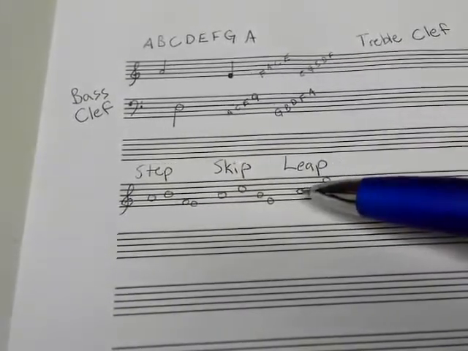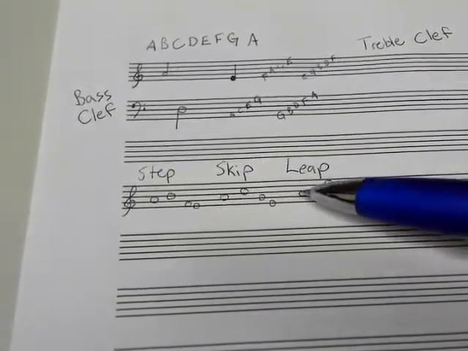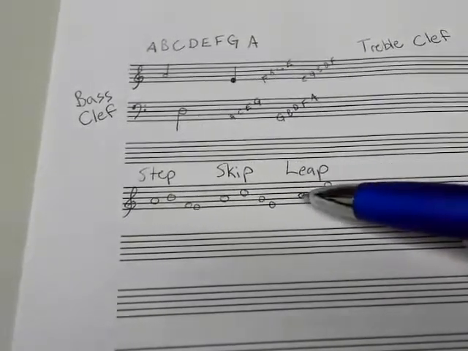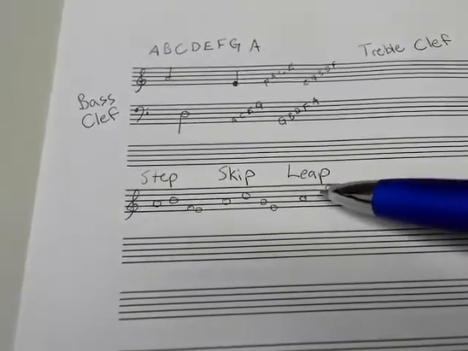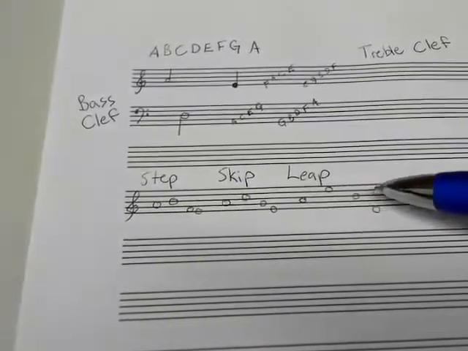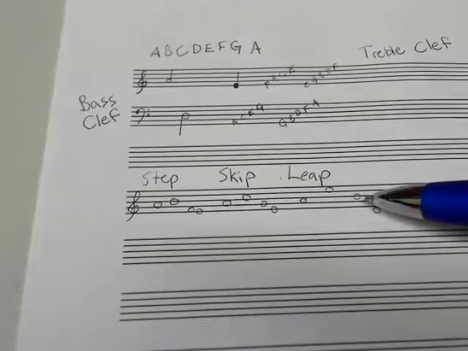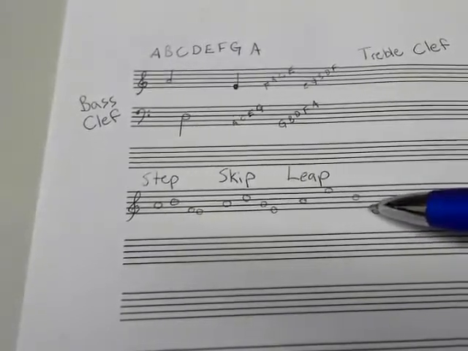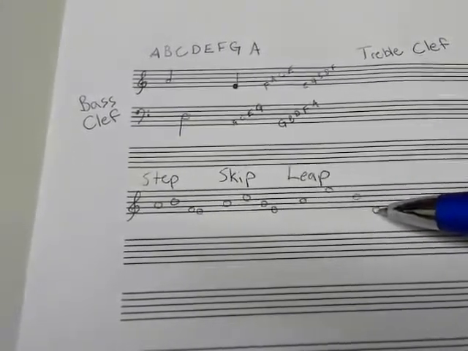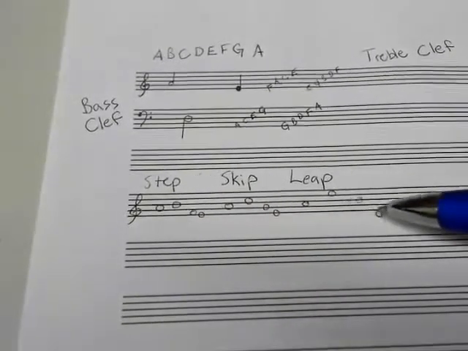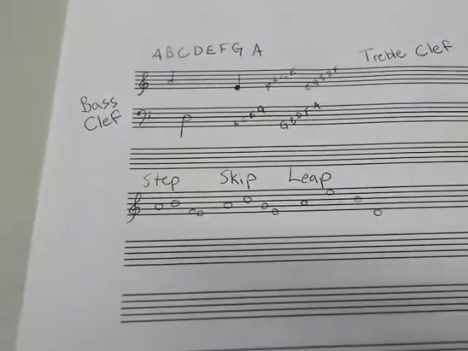If I were to count how many notes were included in this, if I started here, I'd go A, B, C, D, E. That's 5. But if I start here, B, A, G, F, E, D, that's 6. So these are not the same size leaps, but they're both considered leaps because they're bigger than a skip.